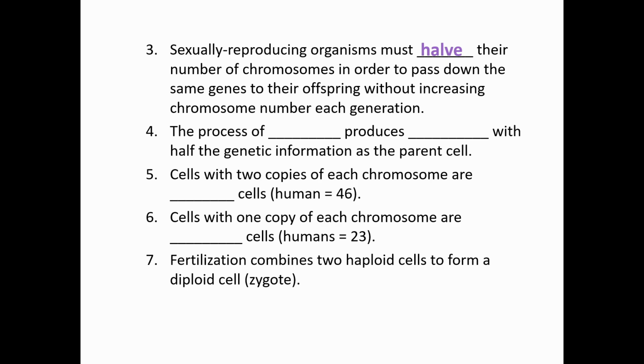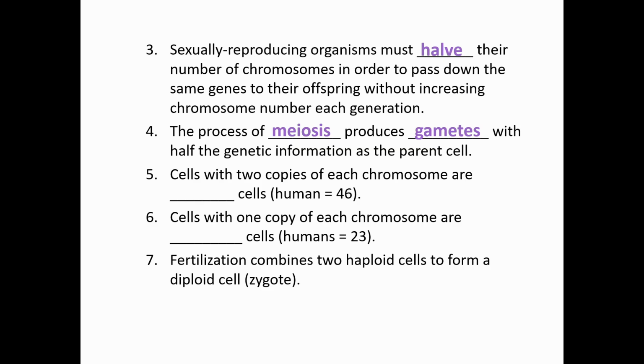Because we are sexually reproducing, meaning we're bringing another individual into the mix, we have to take the number of chromosomes we have and cut it in half. That way we don't end up with extra chromosomes, right? Because we're fusing two cells together, they each have their set. If we had anything extra, we would end up with way too many chromosomes. So the process we're using to do that is called meiosis.